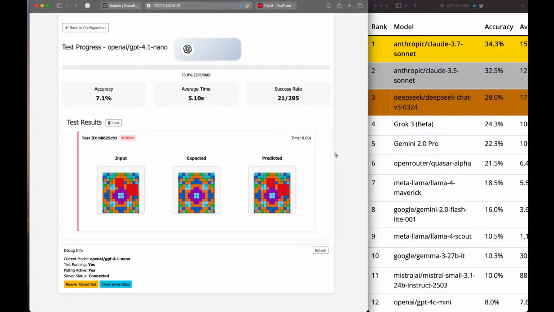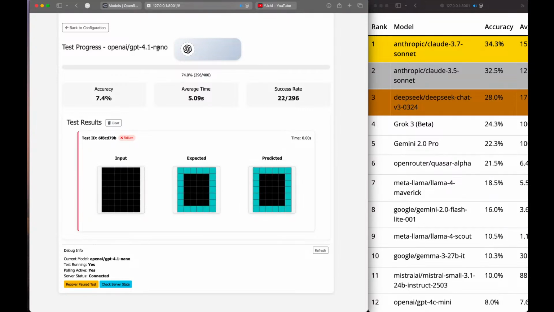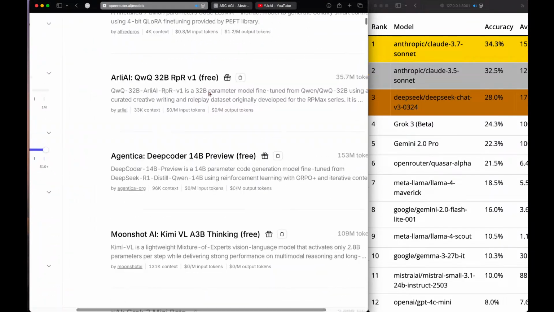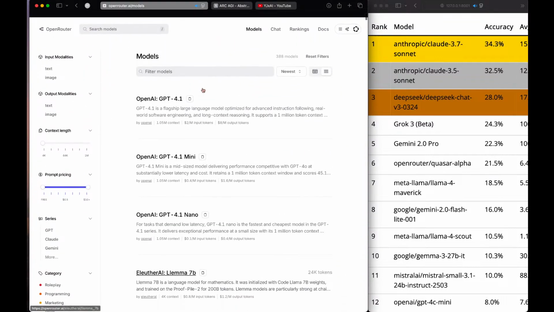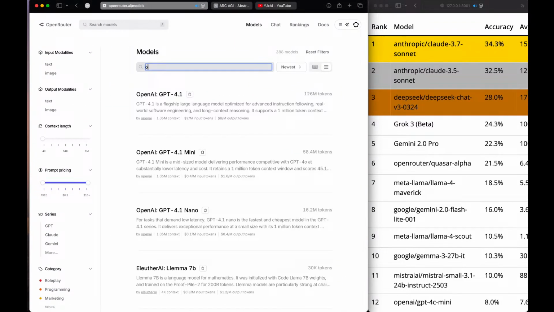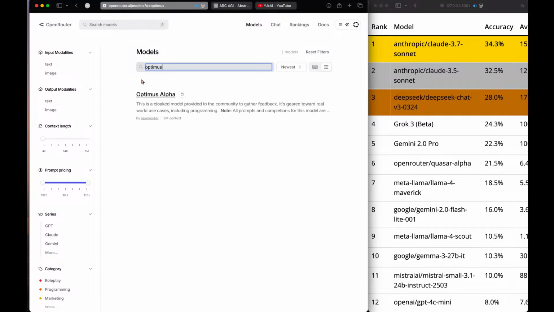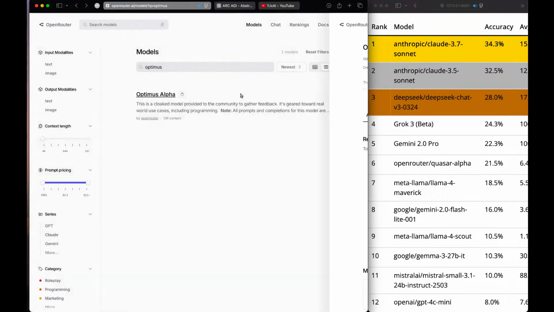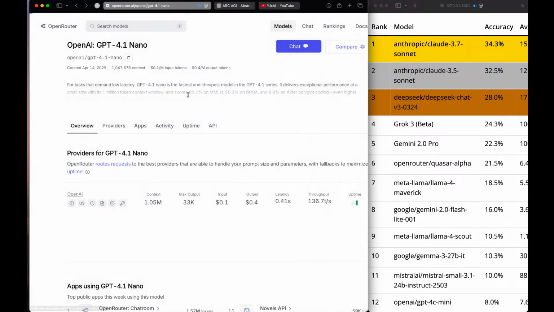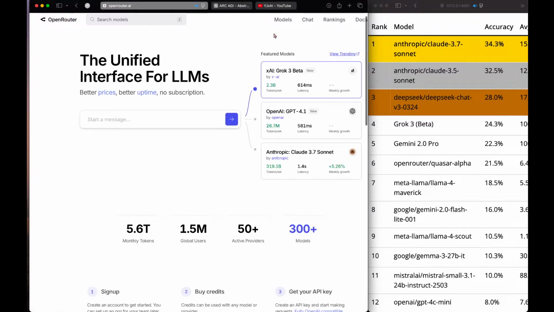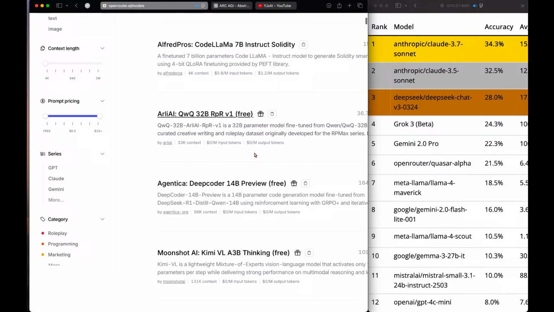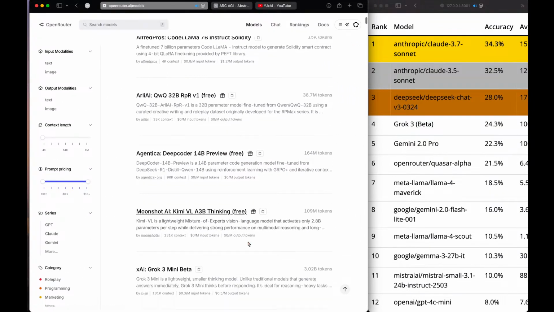The free one, but I can only have 50 requests. You can try many free models that are available over here. I think Optimus Alpha has been removed, I guess. Let me see if Optimus Alpha is available. Okay, so they have removed Optimus Alpha as well, guys, because it was anyway the GPT 4.1 family behind the hood. So there are some free models that you can use. See, free is mentioned. You can use these models, I guess.